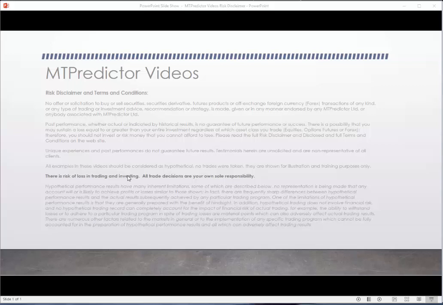Put another way, all professional traders know and understand, and more importantly accept, that losses can and will and do unfold. The trick is keeping those losses small and hopefully over time having profits that are larger than the losses. But losses will definitely unfold. That's a part of a professional trading career. All trade decisions are your own sole responsibility.